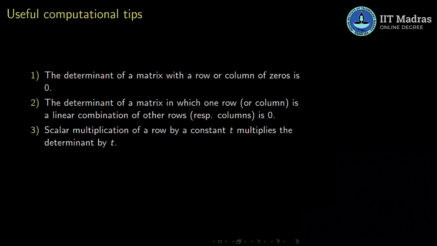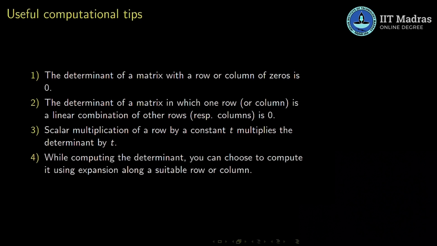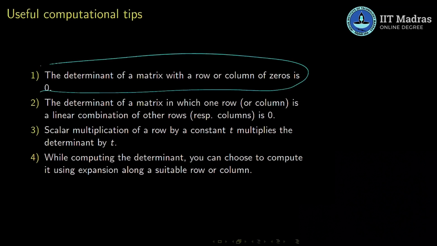The second property we will be using later on, so we'll come back to this if you didn't understand it. The third one is what we just saw: scalar multiplication of a row by a constant t multiplies the determinant by t. And the fourth is a general sort of tip. While computing the determinant, you can choose to compute it using whatever row or column is most convenient. For example, as we saw in the first example, we used the row or column which is 0. So this is a general statement. It may be of use.